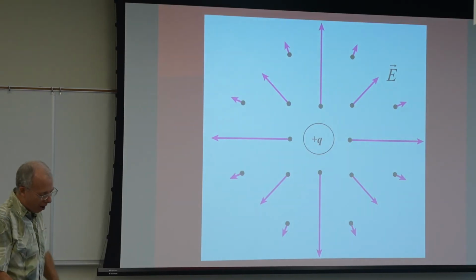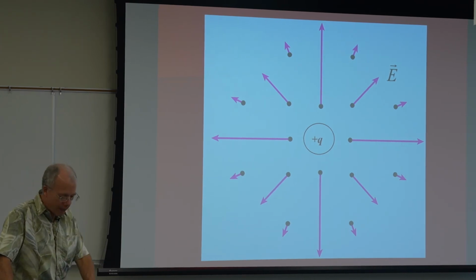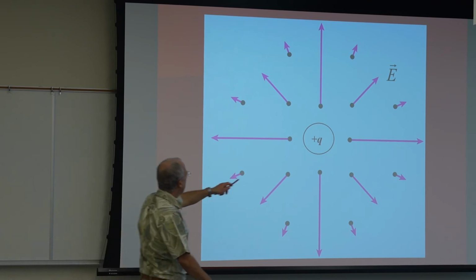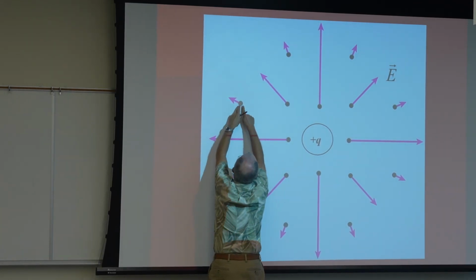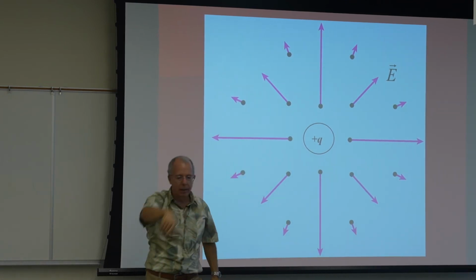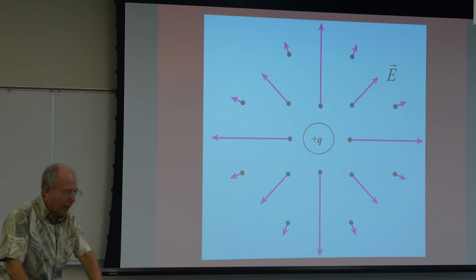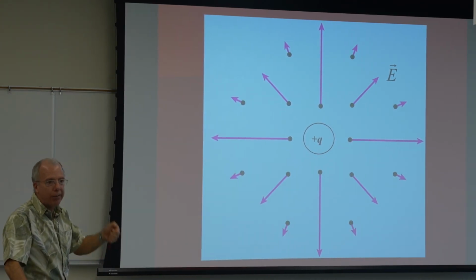Here's a positive charge. What does it produce? A field, an E field. And the E field lines are shown. This is strong E field, points this way. Small E field points that way, and so forth and so on. How can we measure the strength of the E field?